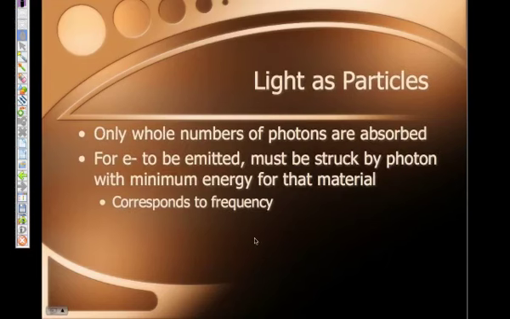Okay, so we kind of talked about this slide already, where only whole numbers of photons are absorbed. You only absorb 1, 2, 3 photons. For electrons to be emitted, it has to be struck by a photon with a minimum energy requirement for that metal. So each metal that they were looking at had a different energy requirement. And the energy, again, corresponds to frequency.